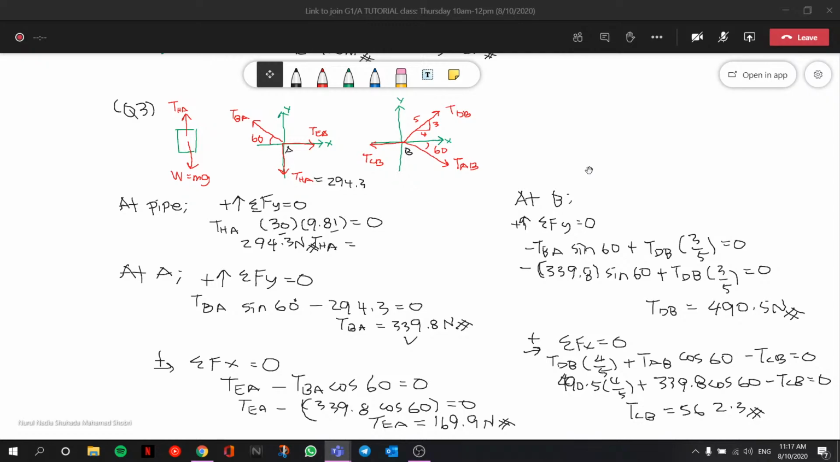Okay, so forces at B in x directions, we have TDB, we already know the value from here, and TA we know the value from here, and so we substitute the value into these equations, and then you guys solve it and you guys can get TCB equal to 562.3 Newton. Please remember to write the unit.